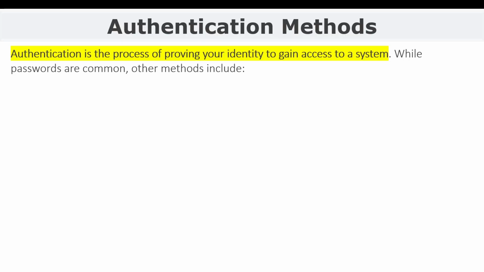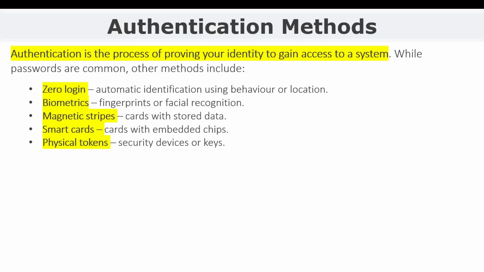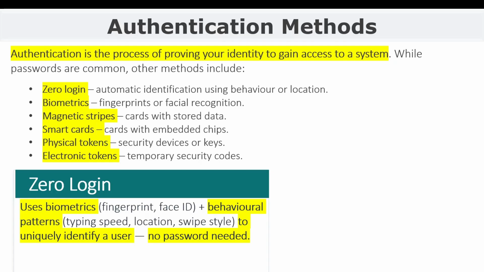Now, however, beside the traditional method of using the username and password, there are other methods of having access into a system, and that include the zero login, biometric, magnetic stripe, smart card, physical, and electronic tokens. So we'll take the first one, which is a zero login. So typically, this zero login makes use of biometric plus behavior patterns in order to have access to a system.